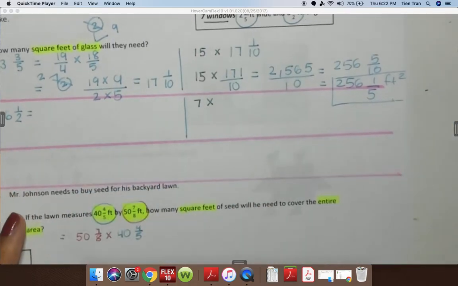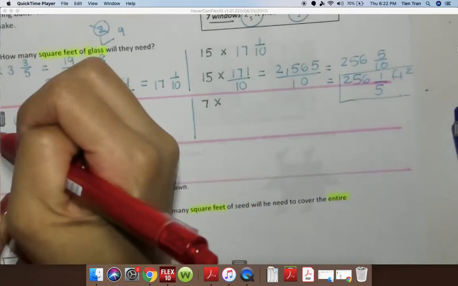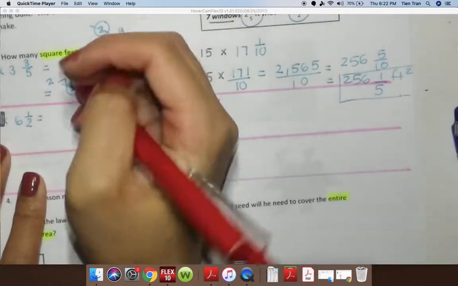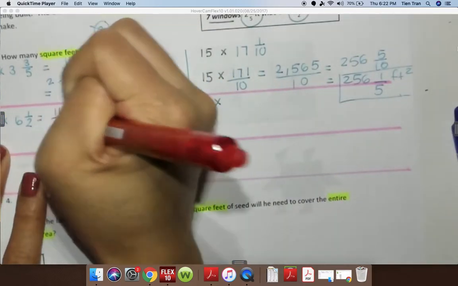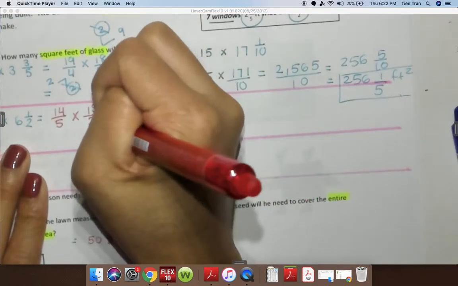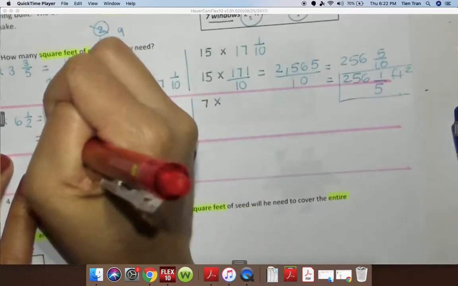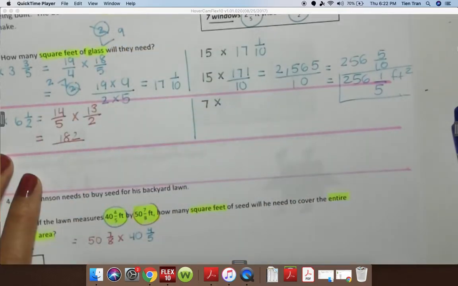Now on this side, I'm doing the same thing. I have 5 times 2, which is equal to 10, plus 4 is 14 over 5. 6 times 2 is 12, plus 1 is 13 over 2. Then I'm multiplying 14 times 13, which is going to give me 182, and 5 times 2 is equal to 10.